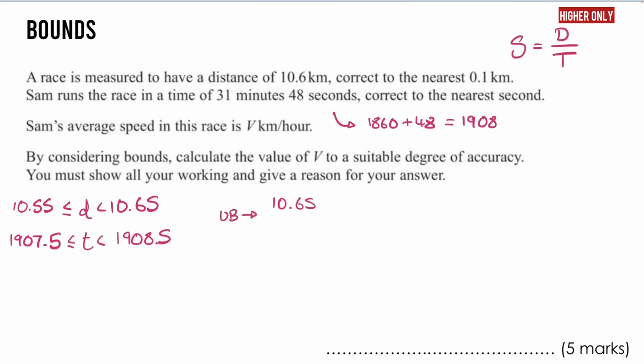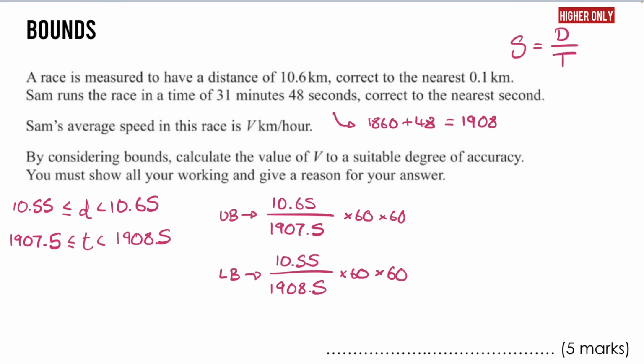So 10.65 divided by 1907.5. And for the lower bound, we're going to do the smallest distance, and we'll divide that by the biggest time. So 10.55 over 1908.5. Now when we do this, that is going to give us a speed in kilometres per second. So if we were to times both of them by 60, that's going to turn them into kilometres per minute. And to turn that into hours, we're going to need to times it by 60 again.